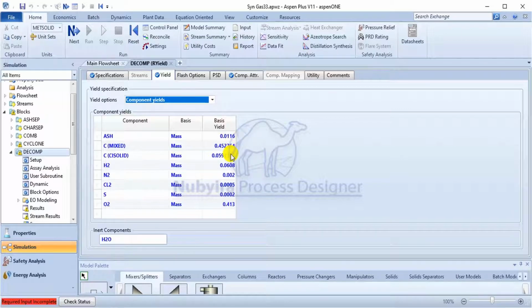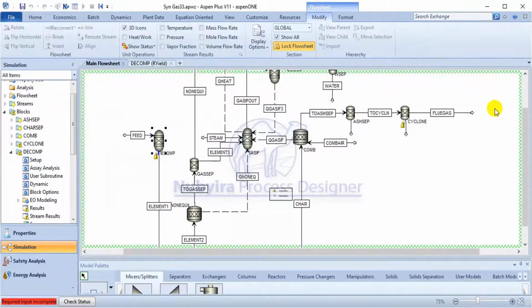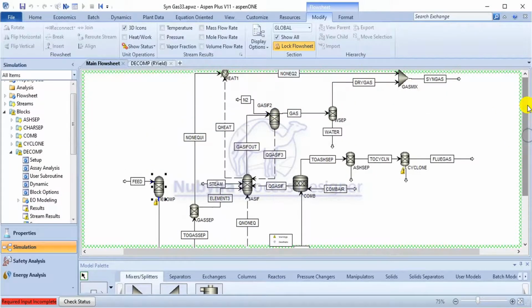So we have 0.591362, then 4572690. You know the total has to be 0.5119, which is the ultimate analysis of the biomass. From the ultimate analysis of the biomass.